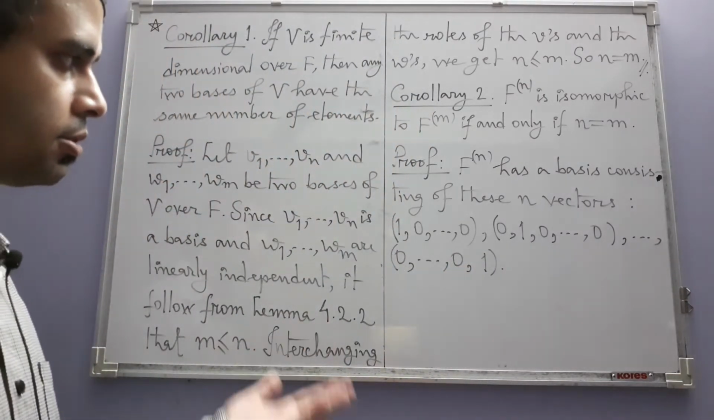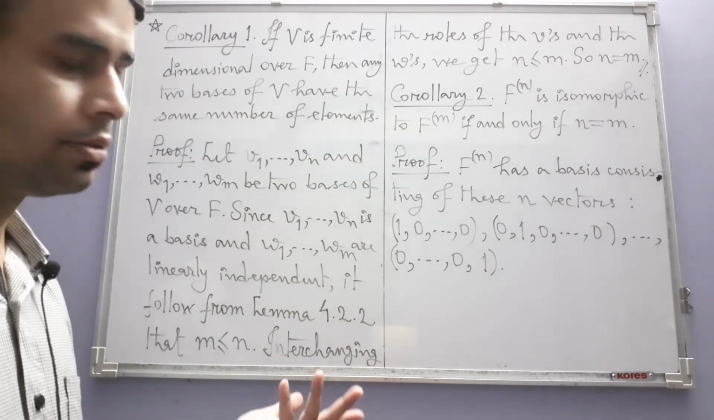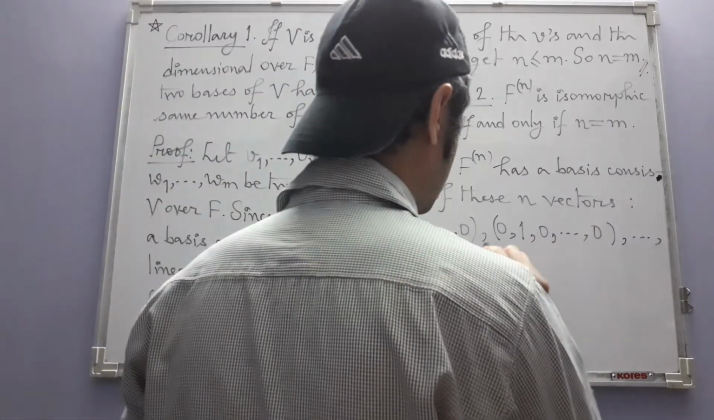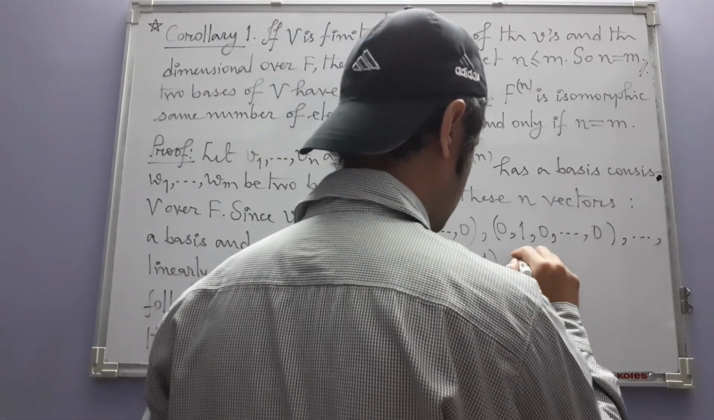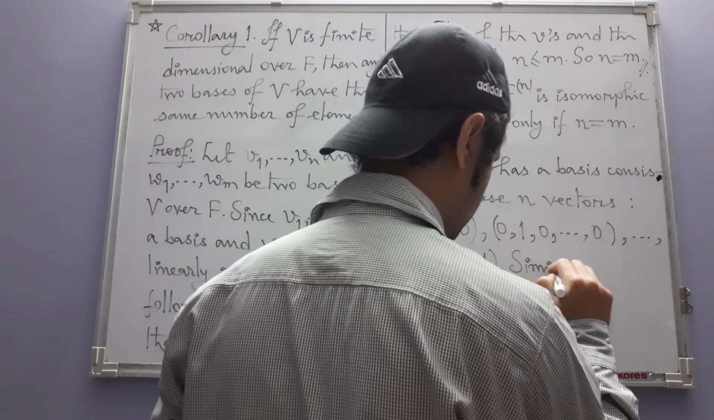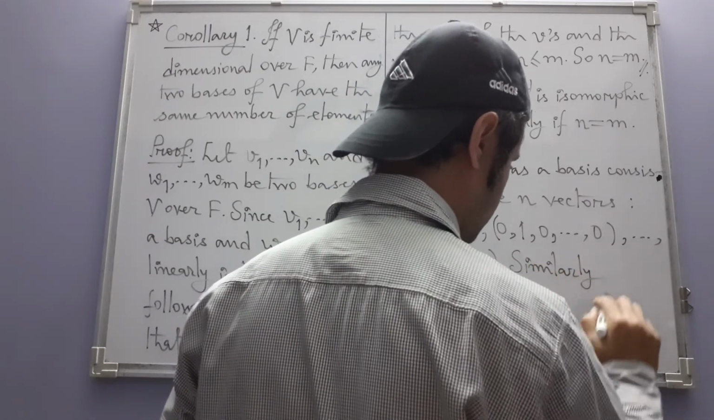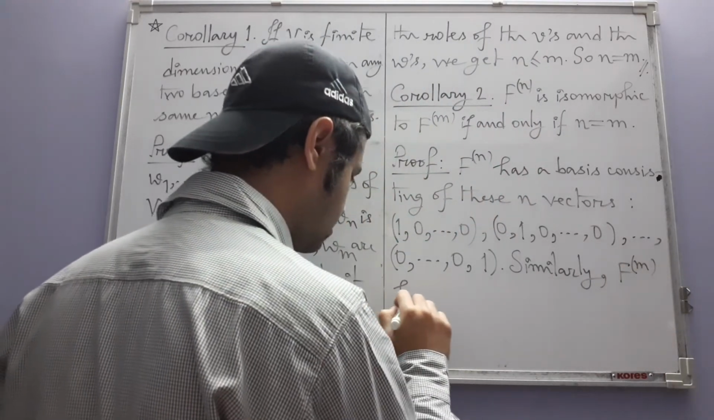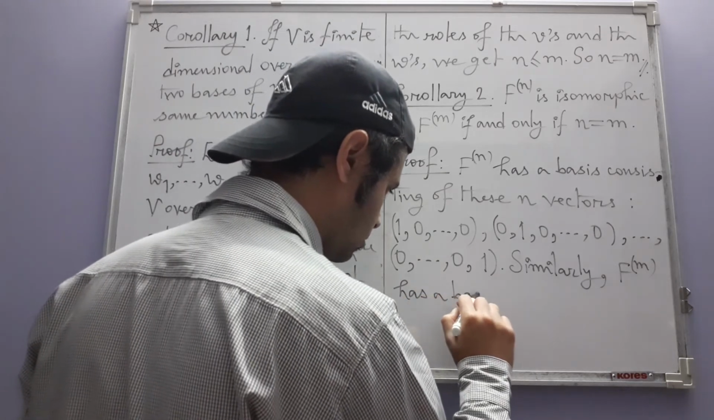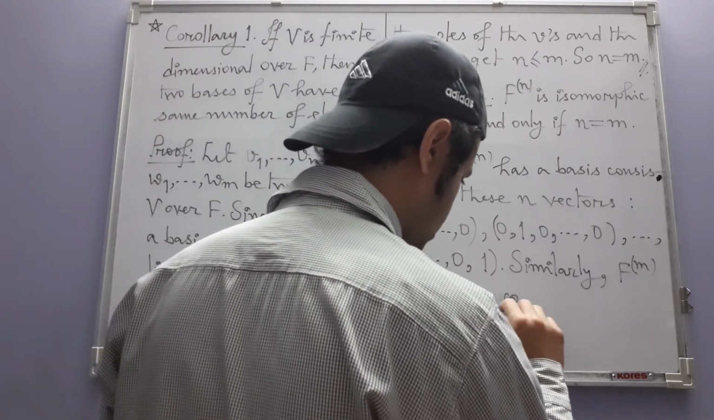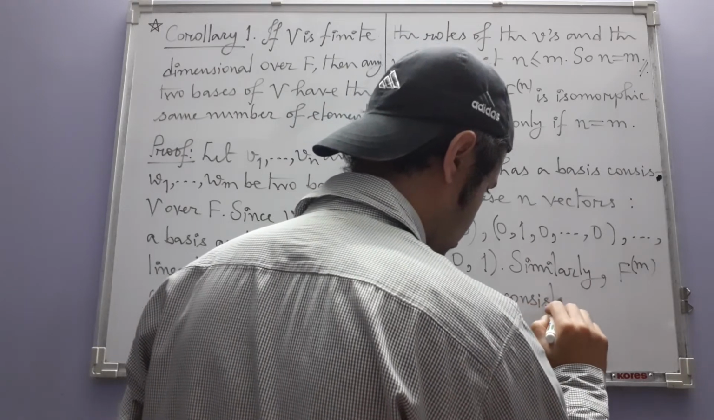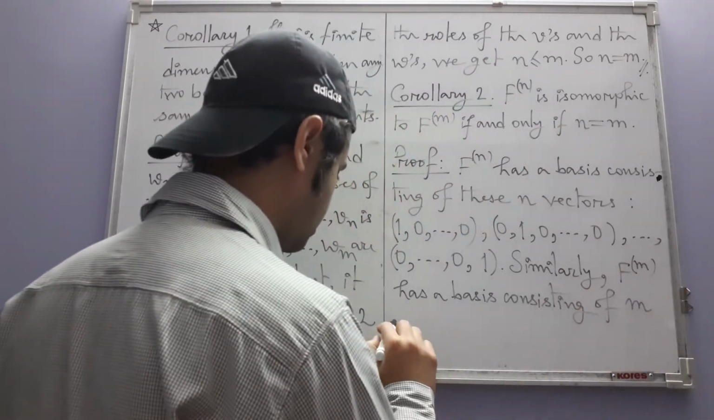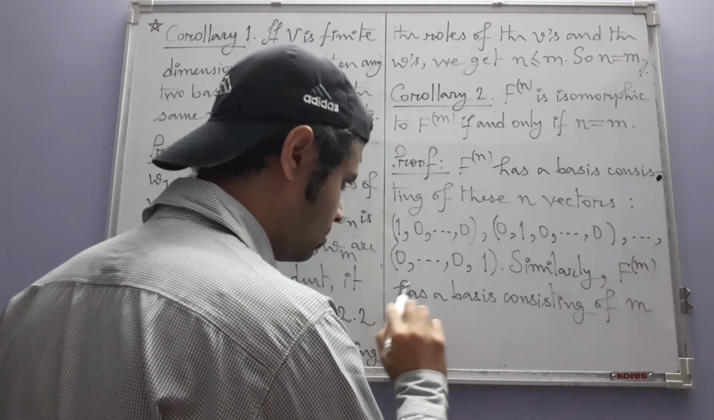It's very easy to see that these vectors span Fn and they are linearly independent, which I think we have already done. Similarly, if M has a basis consisting of m number of vectors, a similar basis.